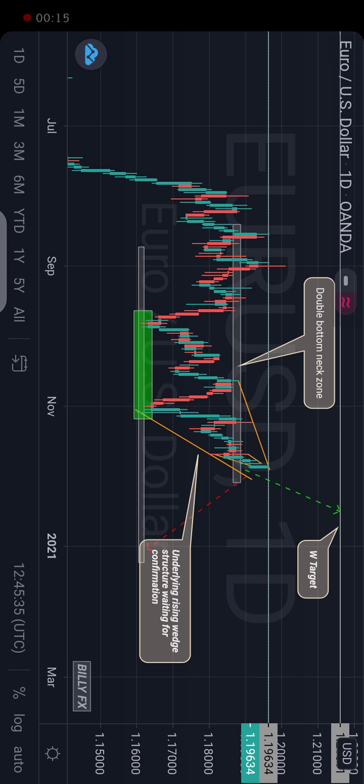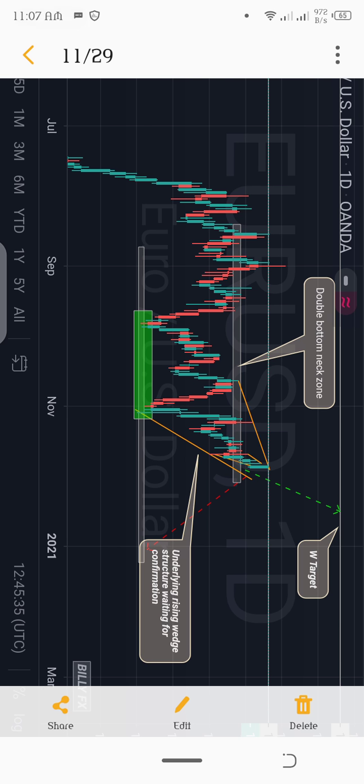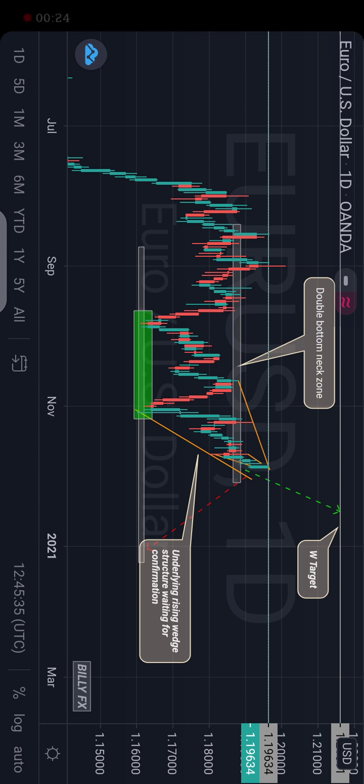So this analysis, I think I made it on 29 November. I was able to capitalize on these double bottoms on day one, on the 1 hour time frame, on the 1 day time frame. I was trying to analyze the market using lower time frames like H1, H4, thinking the market is going to drop, but the market is not dropping.